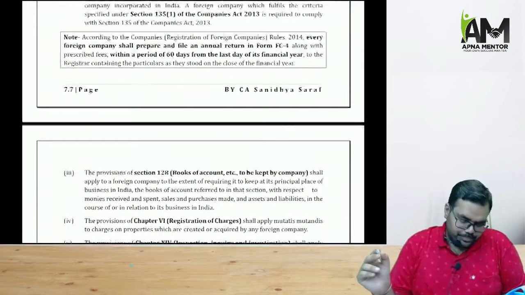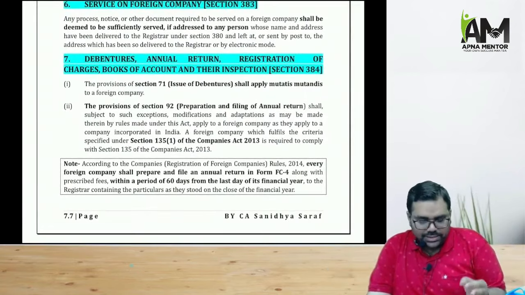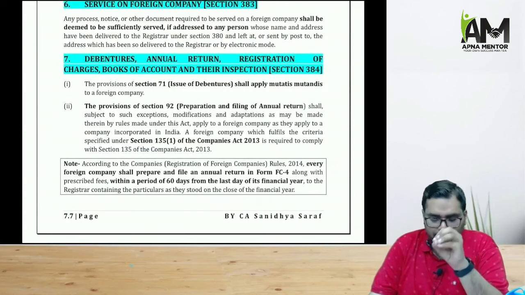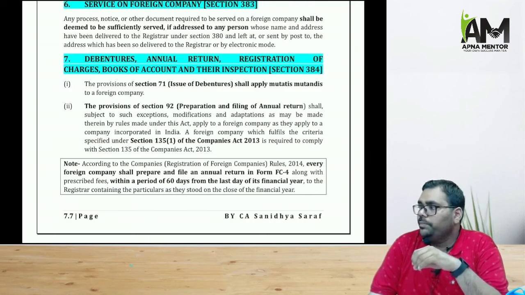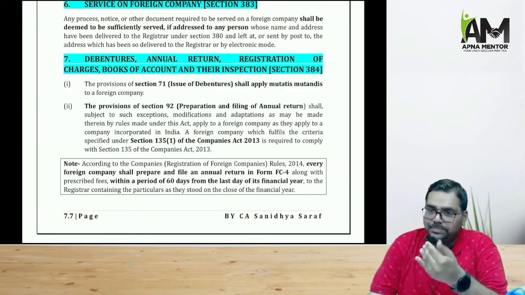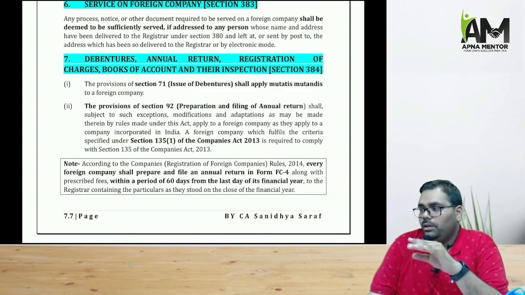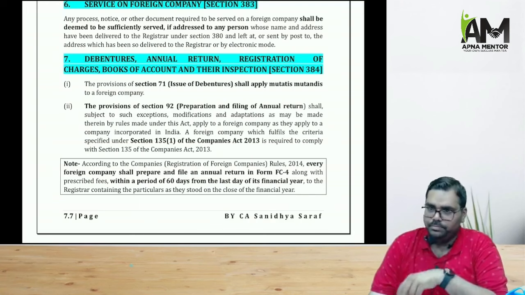Now you see, the last section that we were discussing was section 384. That is the various provisions of debentures, annual returns, registration of charges, books of accounts, the inspection. That is applicable to foreign companies also. And their respective chapters and their respective sections are going to be applicable.